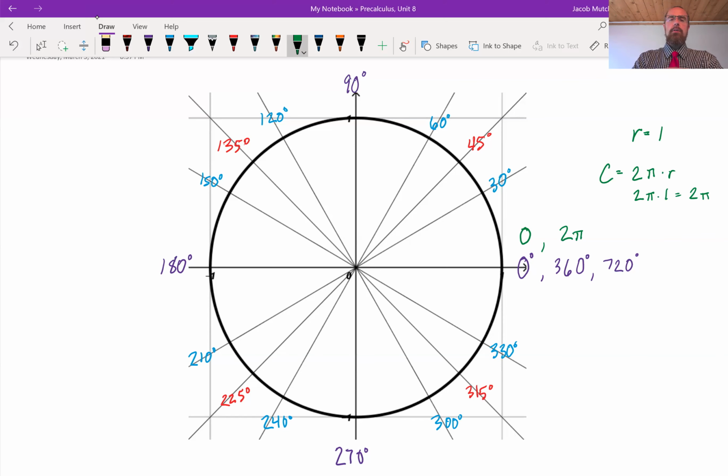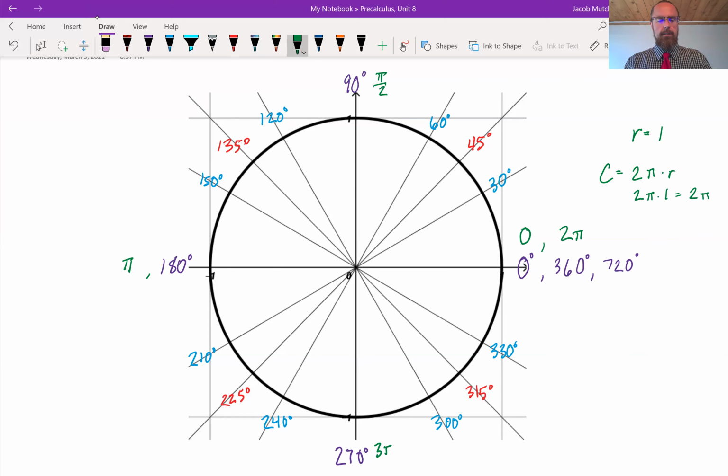So now I can start separating them into parts. So half rotation, which is 180, is going to be half of 2 pi, which is just pi. And then I can mark now the 90s. Half of 180 is 90, so half of pi is equivalent. That's going to be pi over 2. And then 270 is going to be, if I think about that, 3/4 of the full.